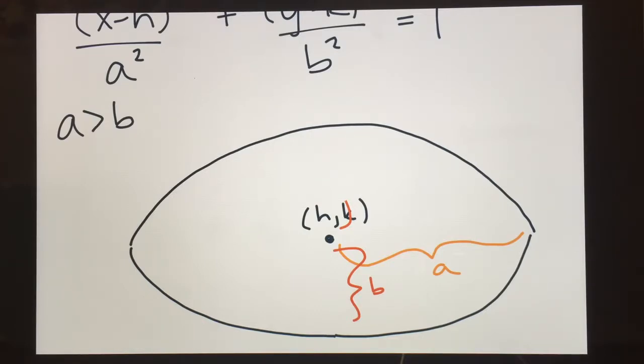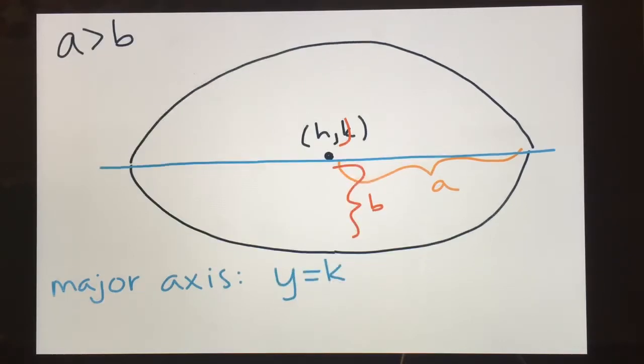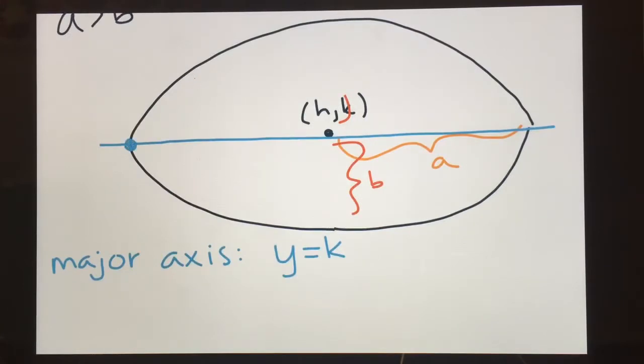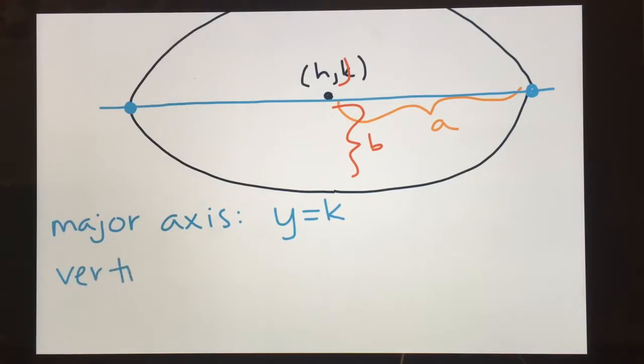So here I would say that this horizontal line is the major axis. My major axis is going to be defined as the horizontal line y equals k. The vertices that are on the major axis have moved to the left and right of the center h, k, a distance of a. So I'm going to say h minus a, and h plus a.